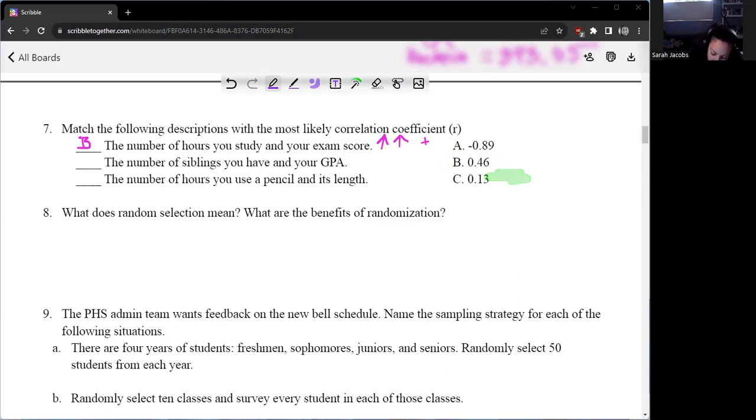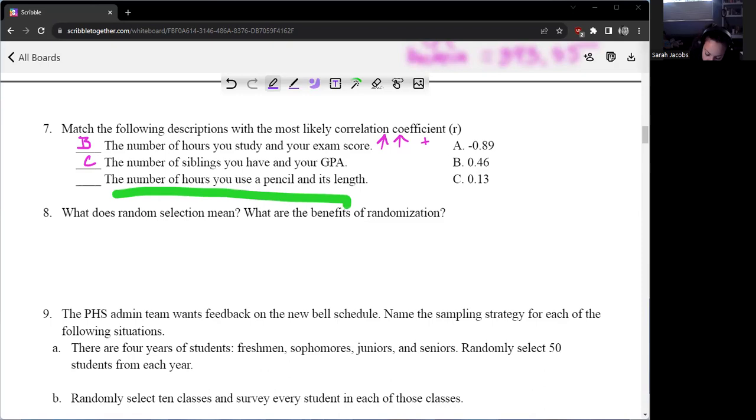And when we look at the second one, the number of siblings you have and your GPA, would it make it go down? Would it make it go up? Is there any relationship here? I would say that's pretty weak. There are so many things that could be affecting your GPA beyond siblings. There are some studies, but that's a really weak correlation, probably no real association.